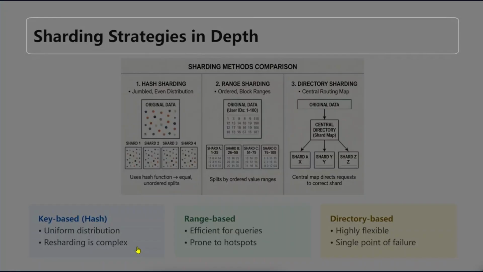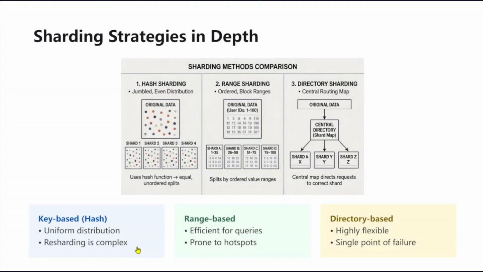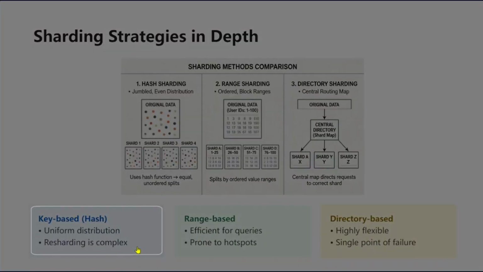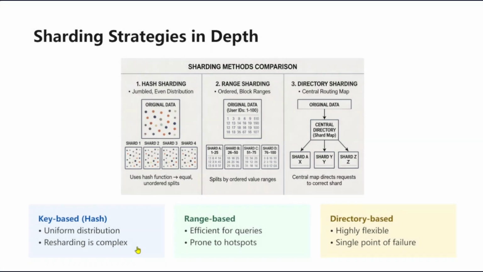Building on what we just covered regarding hotspots and distribution, let's look at the actual architectural patterns we use to split our data across multiple servers. First, we have key-based or hash sharding. This uses a mathematical function to assign data to a shard. It's fantastic for ensuring an even, uniform distribution across your cluster. However, it's notoriously difficult to reshard. If you want to add a 4th server to a 3-server cluster, the math changes, and you might have to move almost all your existing data.